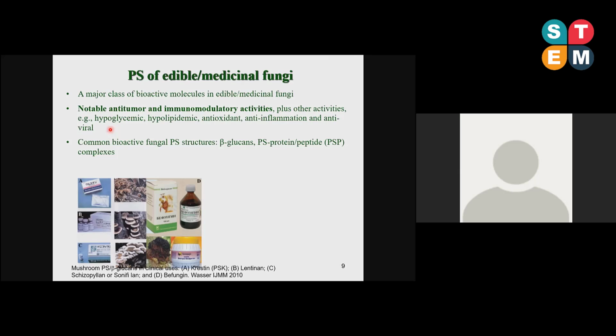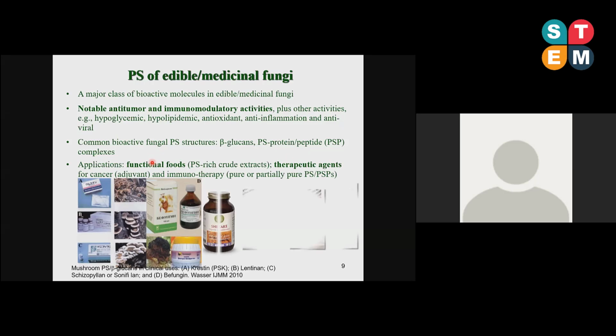Of course, this activity depends on their structures. The most well-known common bioactive fungal polysaccharide structures include beta glucan and beta polysaccharide protein complex. This diagram shows many of the functional foods or dietary supplements on the market, and also therapeutic agents composed of polysaccharides from edible medicinal fungi. So you can see the products already on the market.